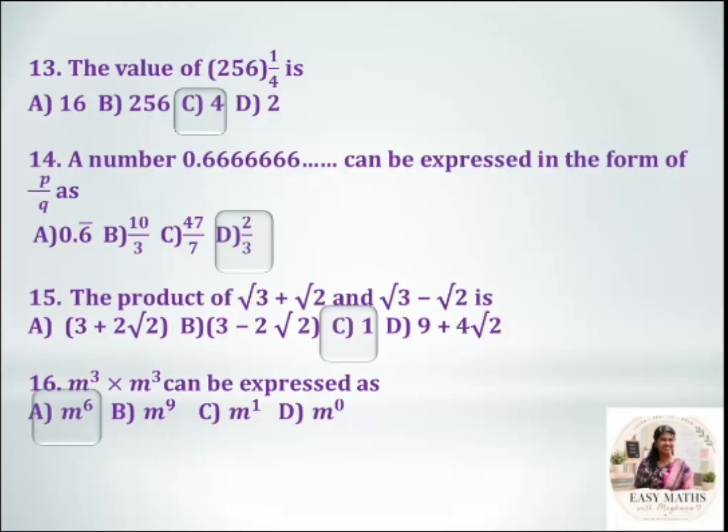So x is equal to 6 divided by 9. So 3 twos are 6, 3 threes are 9. So we get x is equal to 2 by 3, which is in the form of p by q.